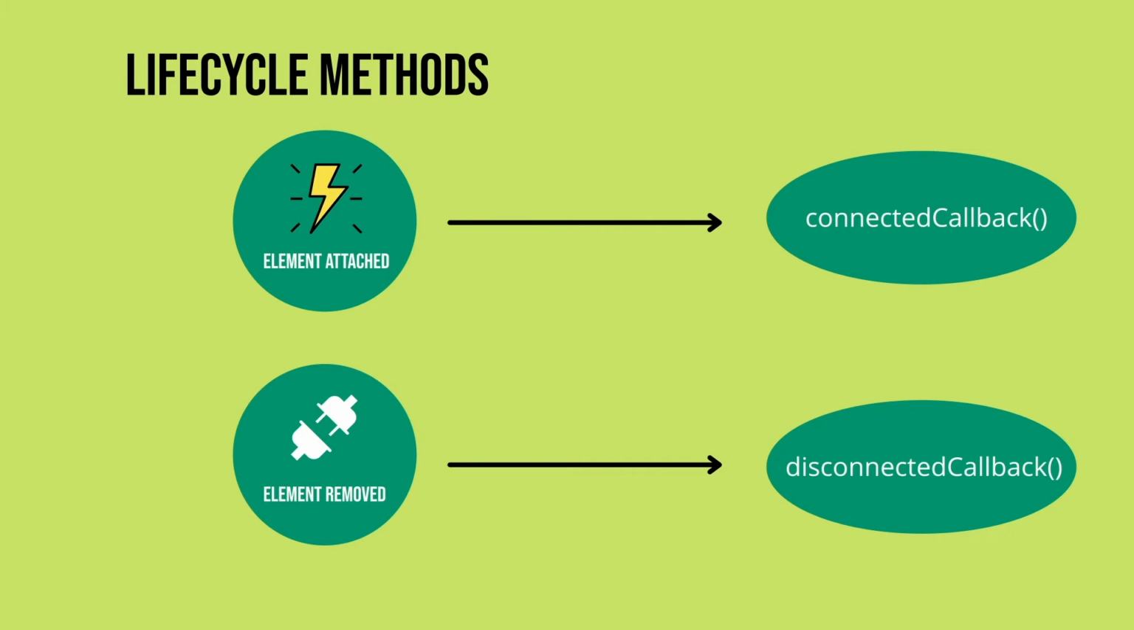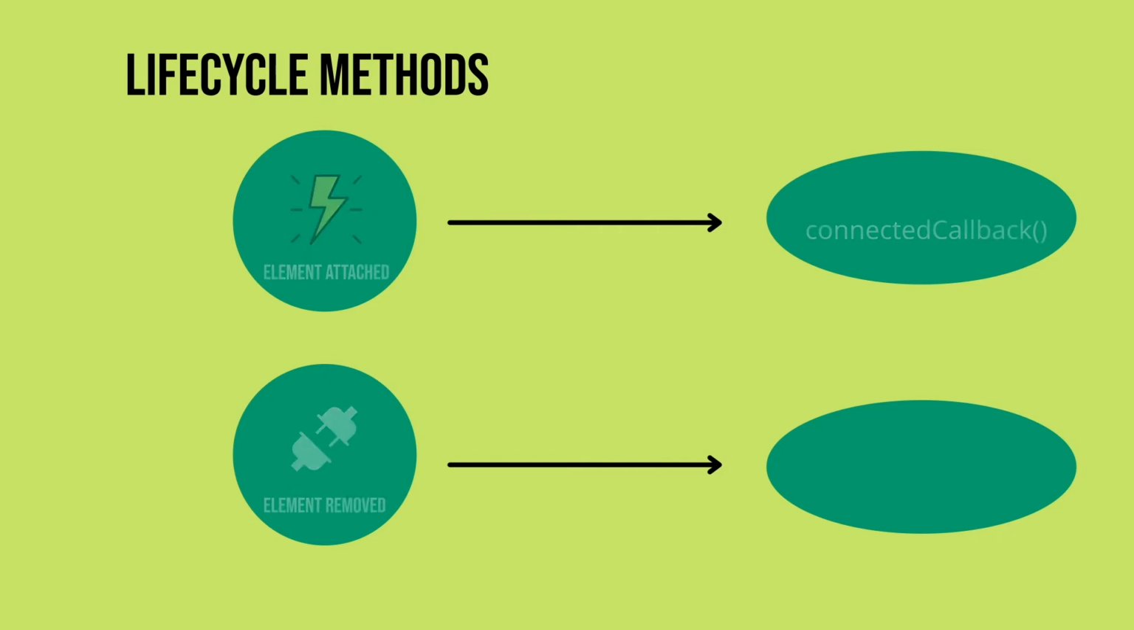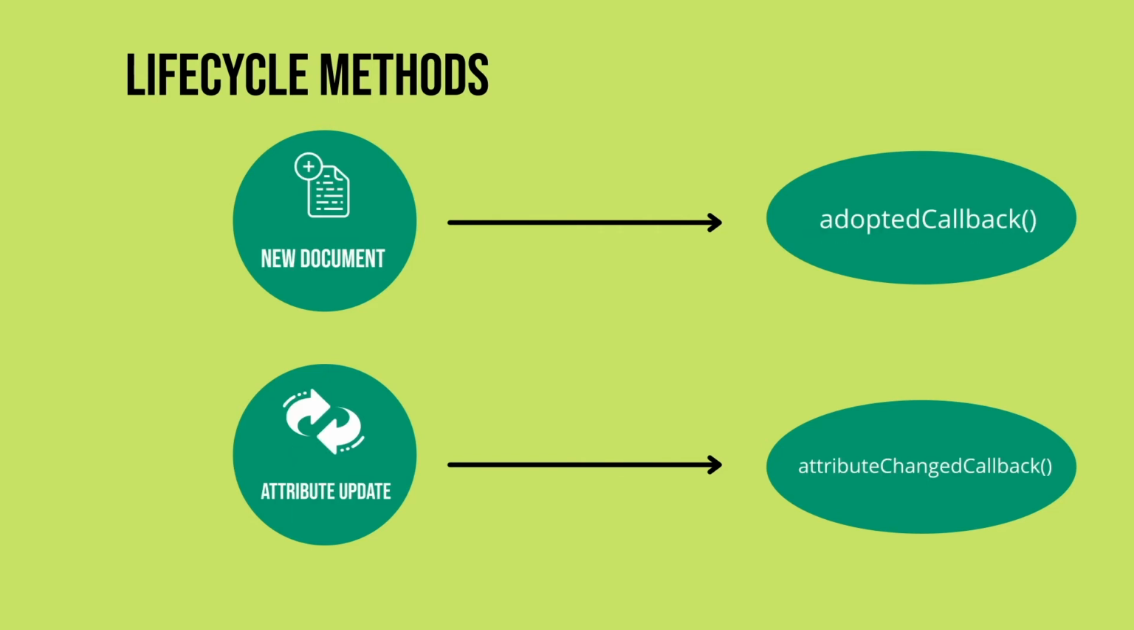Connected callback. It gets called when the element gets attached to the document's DOM. Disconnected callback. It gets invoked each time when the element is removed from the document's DOM. Adopted callback. It invokes each time when the custom element moves to a new document. Attribute changed callback. It invokes each time when any of the attributes gets added, removed, or changed. The attribute for which we have to notice the change is specified in the static observedAttributes method.